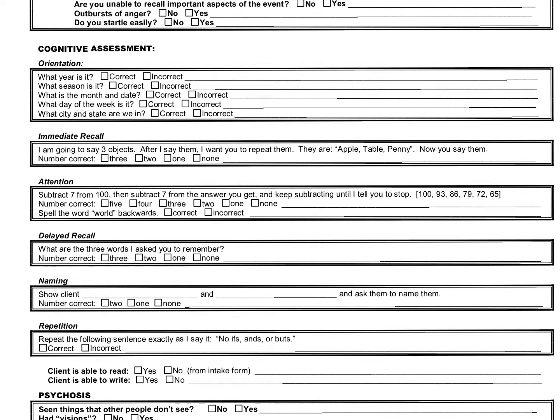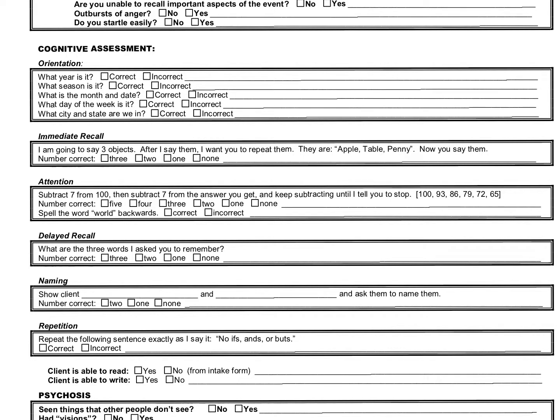Now I want you to subtract 7 from 100. It takes people a while to do this, so give them some time to do it. So 93. Okay, now subtract 7 from that. 86. Okay, keep subtracting 7 until I tell you to stop. So you see the answers are given there for you. It's 100, 93, 86, 79, and so forth.